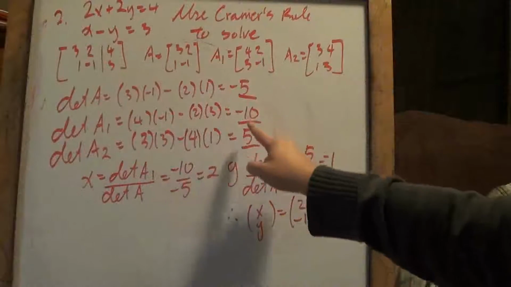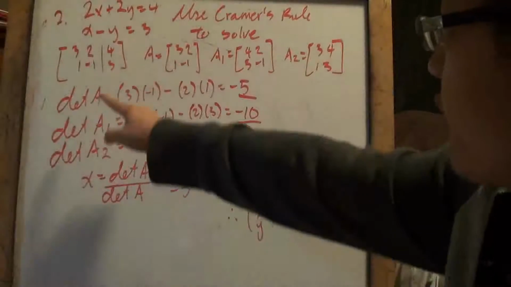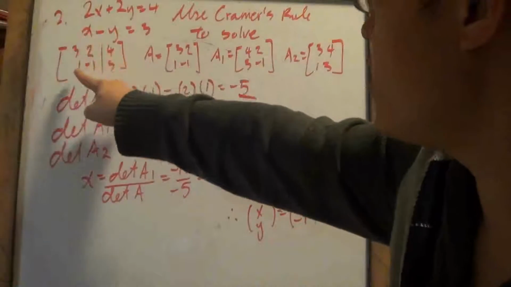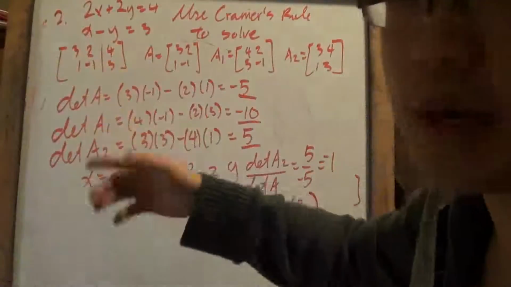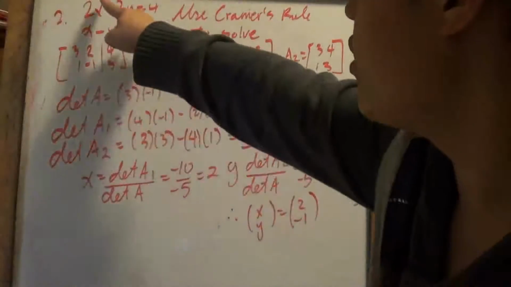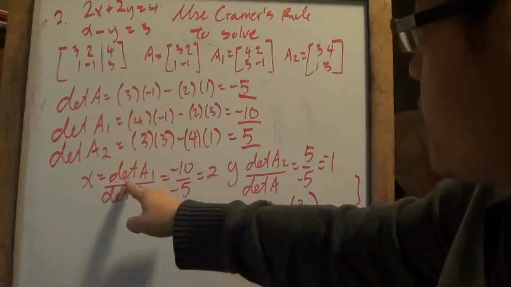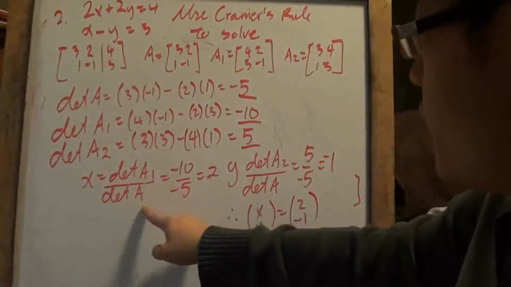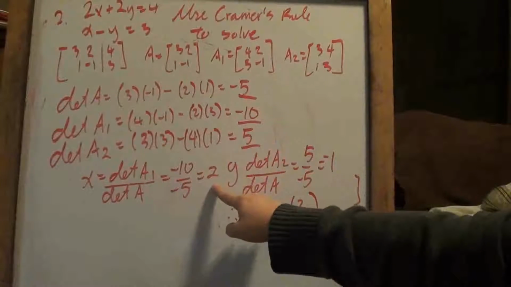So I found all the determinants for A, A1, and A2, and the only trick is the first one you'll be looking for, see, it's the first column. The first column, right, A1, right? The first column is going to be X, and that's going to be Y, right? So when you find X, it's going to be determinant A1 divided by determinant A. So we already found those determinants, so plug it in, you have 2.